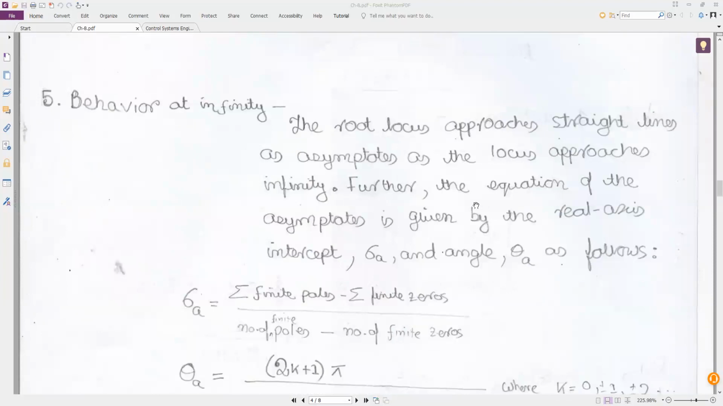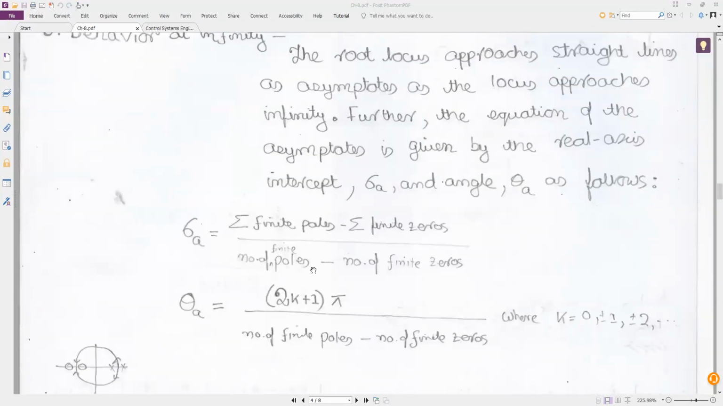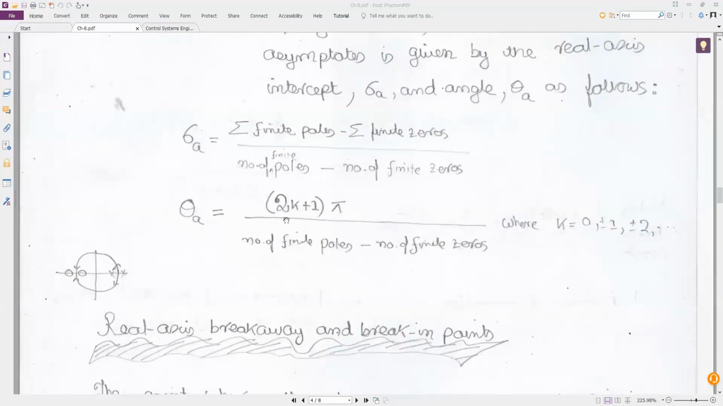Behavior at infinity. The root locus approaches straight lines as asymptotes as the locus approaches infinity. Further, the equation of the asymptotes is given by the real axis intercept sigma a and angle theta a as follows. Sigma a is equal to the summation of finite poles minus the summation of finite zeros, divided by the number of finite poles minus the number of finite zeros. And theta a is (2k plus 1) pi divided by the number of finite poles minus the number of finite zeros, where the values of k are 0, plus minus 1, plus minus 2.